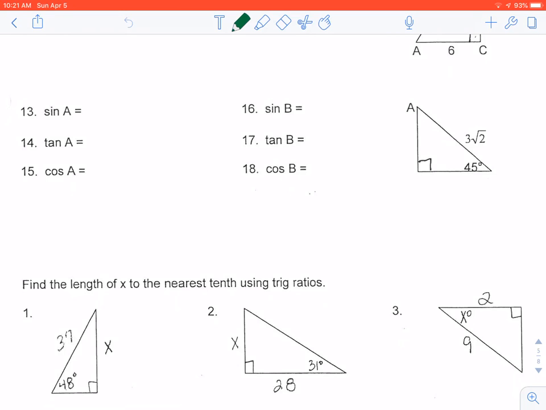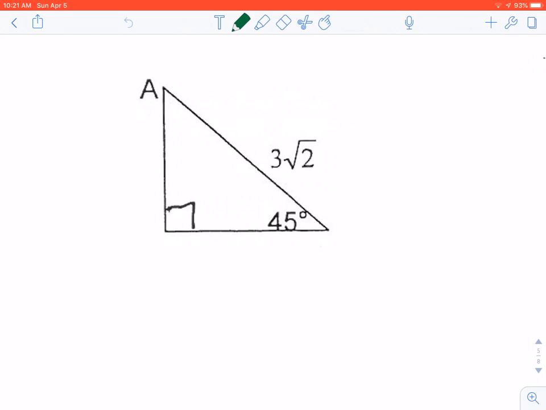Okay, so numbers 13 to 18 use a 45, 45, 90 triangle. The first thing you want to look at is we need our other sides. The formula for a 45, 45, 90 triangle is that the hypotenuse is x square root 2, and these two sides are the same, because again, it's 45, 45, 90.